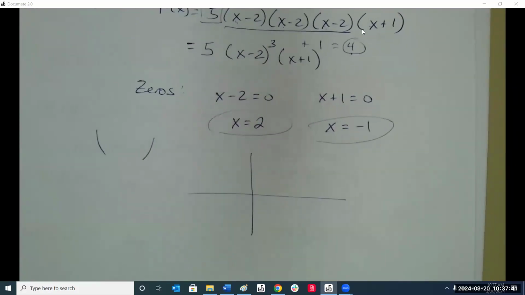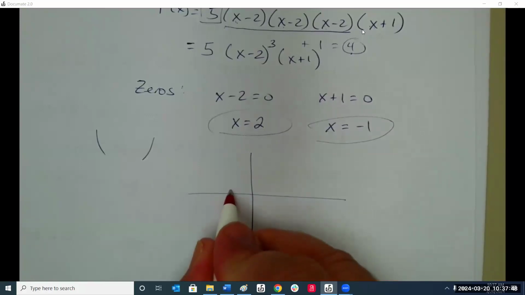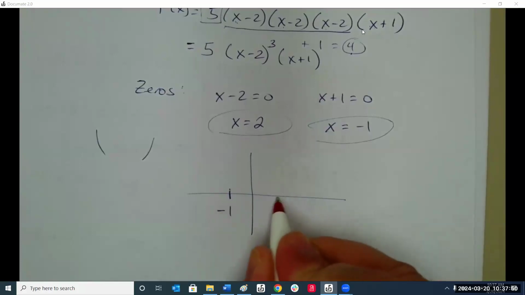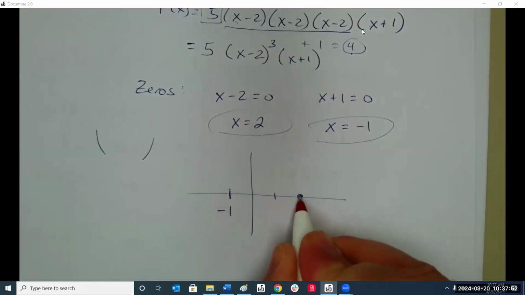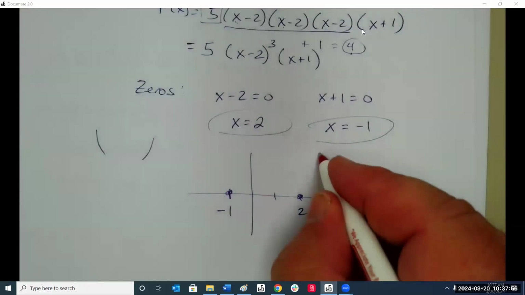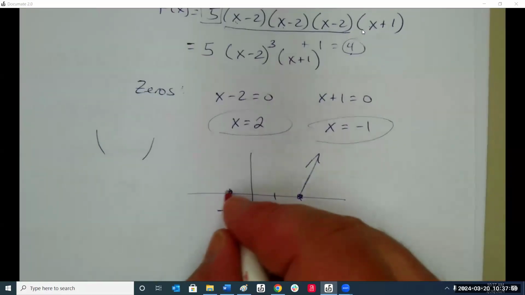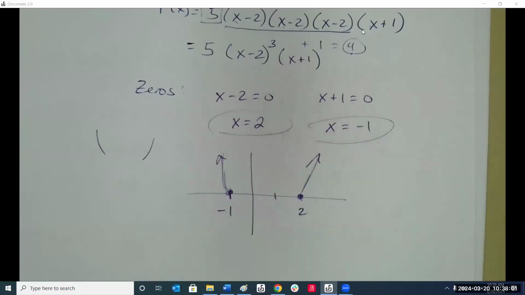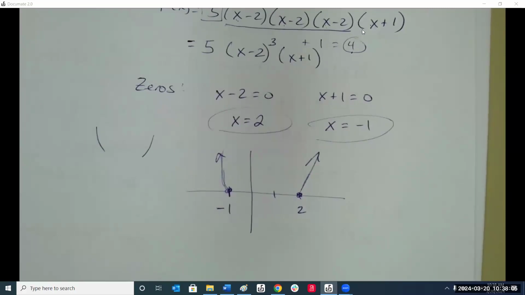What are my intercepts? At negative 1 and 2. Those are my zeros. Those are my intercepts. So I know from there, since it opens up, the graph will look something like this. Do I know anything else?